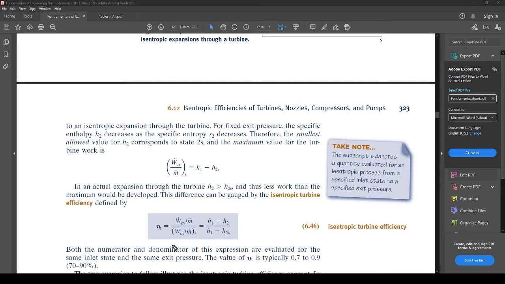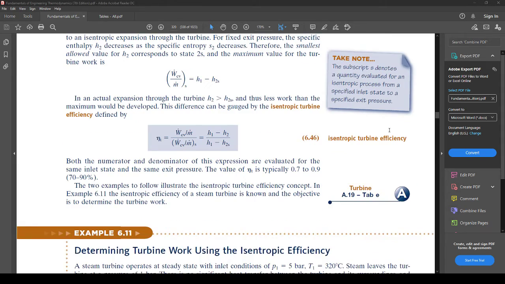So this right here, as I showed earlier, is the isentropic turbine efficiency. It is the work of the control volume of the actual over the work of the control volume of the isentropic. So therefore you get H1 minus H2 over H1 minus H2s. Okay? And then it says both the numerator and the denominator of this expression are evaluated for the same inlet state and the same exit pressure. The value of eta t is typically between 0.7 and 0.9, so this is 70 to 90%.